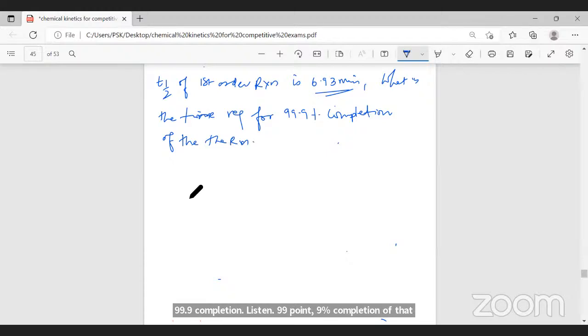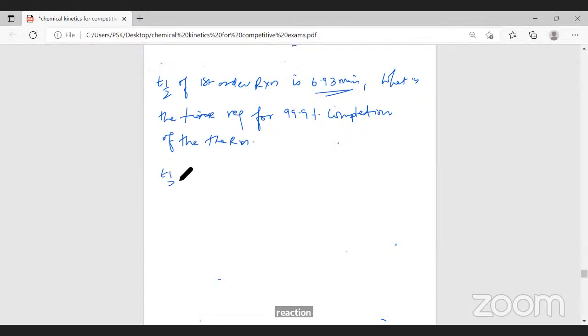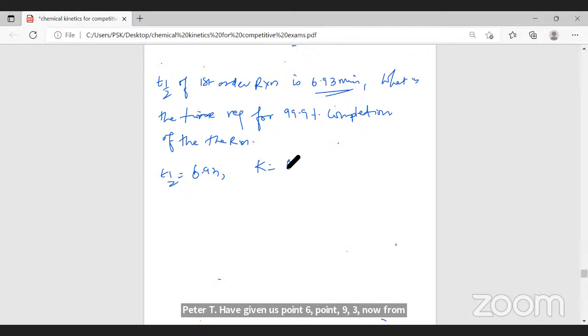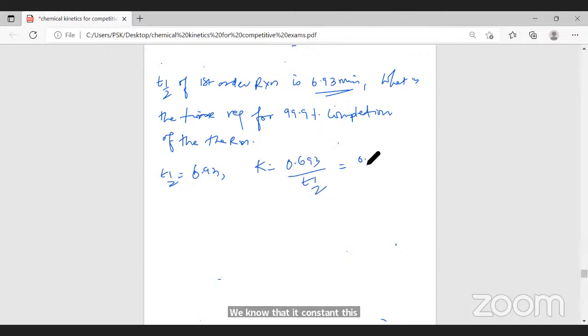So what is it that they've given you? They've given you the half-life period. T half they've given as 6.93. Now from this we can find the rate constant. We know the rate constant is 0.693 by T half. It will be 0.693 by 6.93. That will be equal to 0.1 per minute. Rate constant is 0.1 per minute.